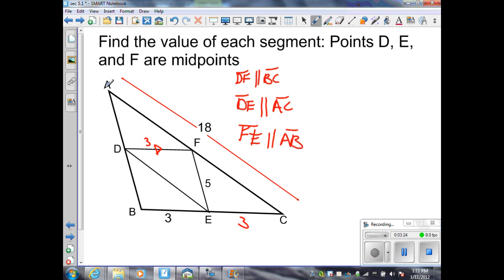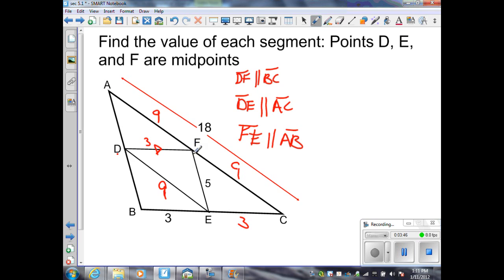I'm given that AC is 18. F is a midpoint. Therefore, AF is 9. And FC is 9. And I know that DE is half AC. Therefore, it is also 9.